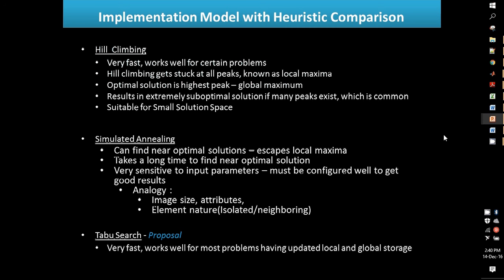While simulated annealing and taboo search have pretty similar applications, taboo search is faster and works well for most problems, having updated the local and global storage combined together. This helps it to achieve a higher rate of efficiency while working with the same optimal response as simulated annealing.